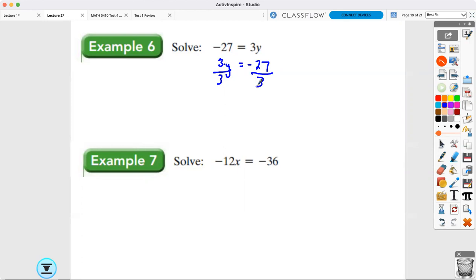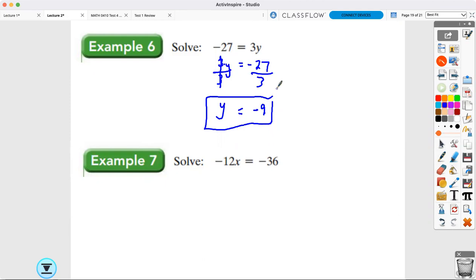Remember what we do to one side, we do to the other. 3 divided by 3 is 1, so draw a line through the 3's. Right, because we're dividing by 3. Because we had 3y, all I did is flip it. Now I'm dividing by 3 because I want to get y by itself. Negative 27 divided by 3 is negative 9, and we're done.